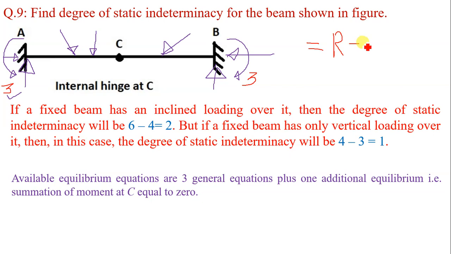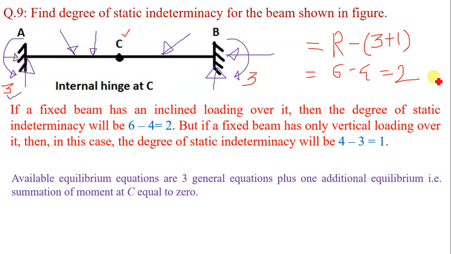Now the available equilibrium equations are 3 in number: summation Fx is equal to 0, summation Fy is equal to 0 and summation M is equal to 0. But for this beam, since there is an internal hinge at C, it adds one more equilibrium equation, summation M at C is equal to 0, and thus we have 4 equilibrium equations and total reactions are 6 in number. So 6 minus 4 is equal to 2, and thus the degree of static indeterminacy, external, is equal to 2 when inclined loading is acting.